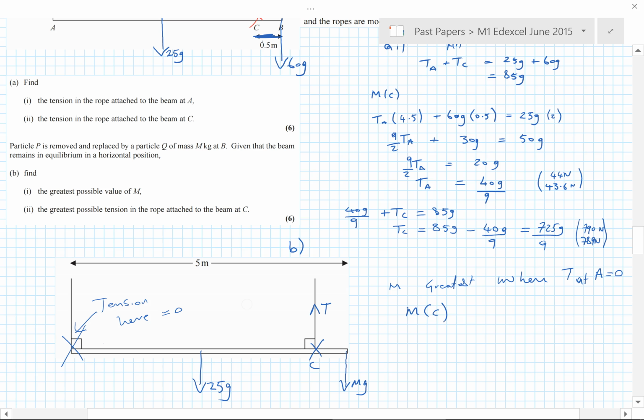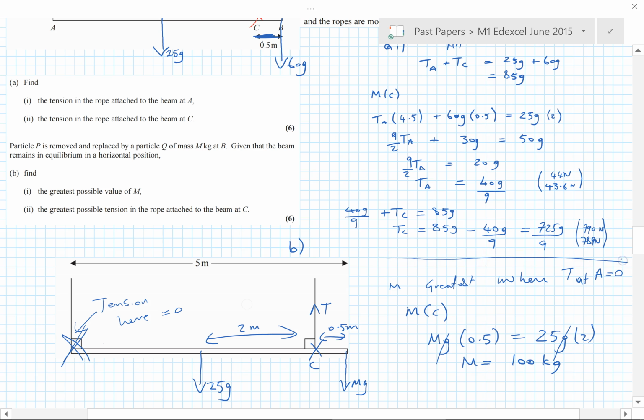Now taking moments about C, we will only have the 2 forces counteract. That distance is 0.5 and this distance here is 2.5, not 2.5, 2 metres. So we have mg times 0.5 equals 2 times 25g, or 25g times 2. And put them in the same order. So g cancels. So we have then m equals 100 kilograms. It really is as simple as that. The key is just recognizing that T has got to be 0 there.